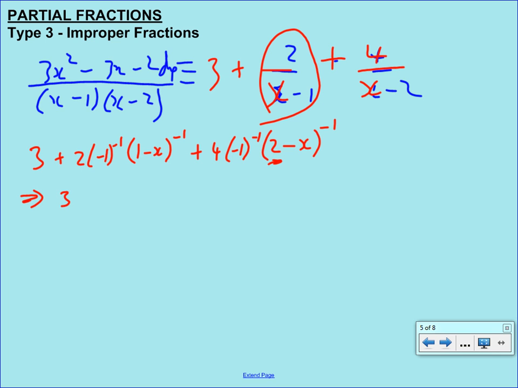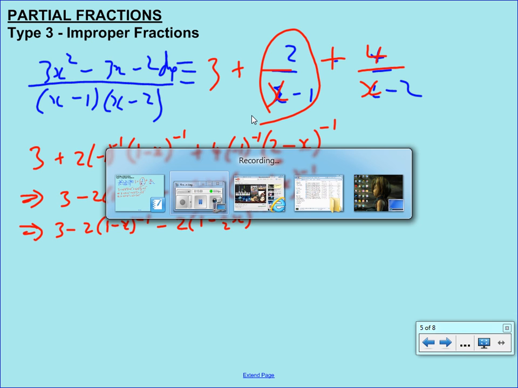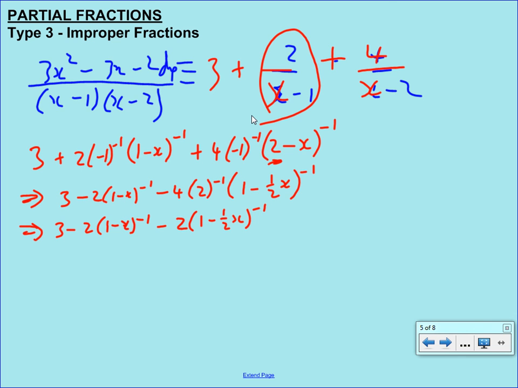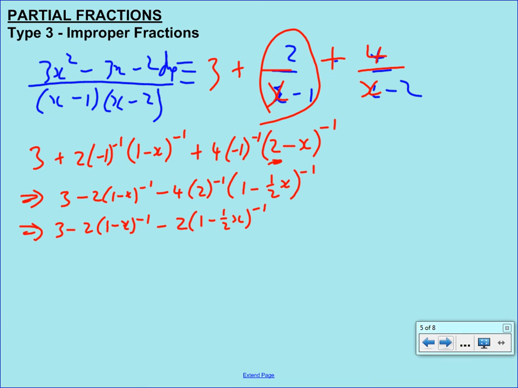So this is 3 minus 2(1 minus x) to the minus 1, minus 4, and then take out the 2 to the minus 1, and I get (1 minus a half x) to the minus 1, right? So this is 3 minus 2(1 minus x) to the minus 1, minus 2(1 minus a half x) to the minus 1, because 4 over 2 is 2, yeah? And then what I would do is just use my C4 binomial expansion. So I'd expand this, and I'd expand this.